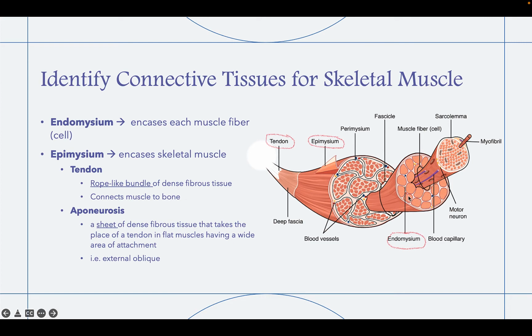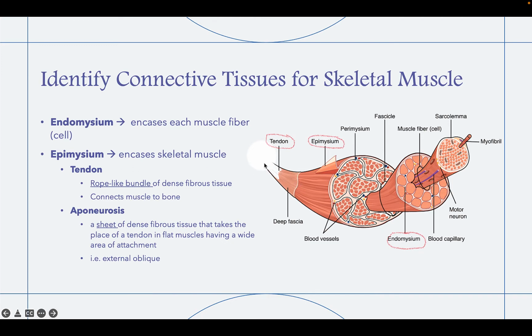In order to encase the entire muscle itself, so this could be like a bicep muscle containing multiple muscle cells, the epimysium, epi meaning above or outside, is going to be outside that muscle. All right, so not just one single cell, but the bundle of cells will be contained within epimysium. And the epimysium can be connected to a tendon. So we'll see a tendon here.